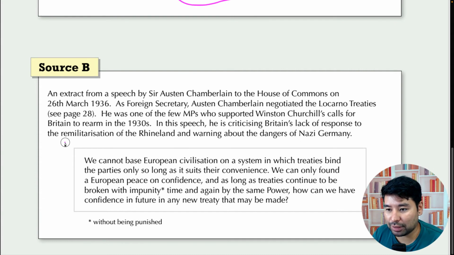So let's practice with me, guys. Okay, so 1, 2, 3. Remilitarization. That's the thing. Of the Rhineland, and warning about the dangers of Nazi Germany.